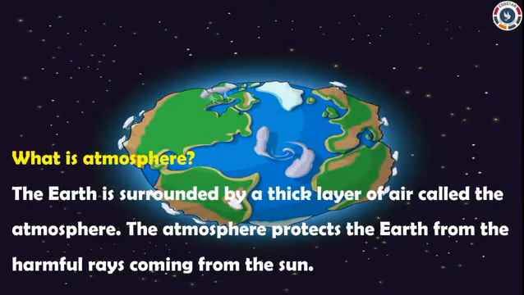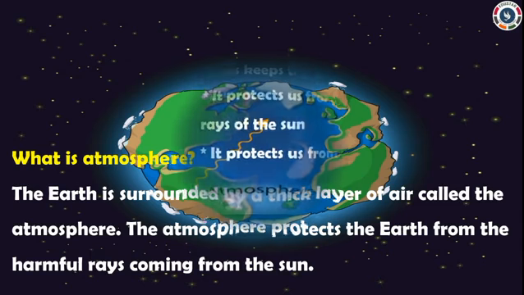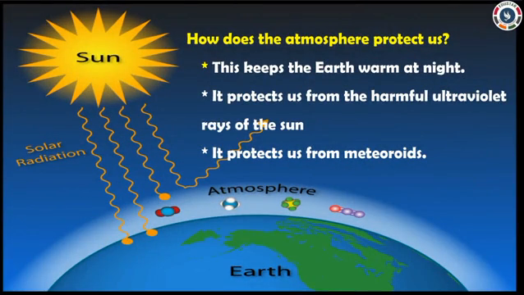What is atmosphere? The earth is surrounded by a thick layer of air called the atmosphere. The atmosphere protects the earth from the harmful rays coming from the sun. How does the atmosphere protect us? This keeps the earth warm at night. It protects us from the harmful ultraviolet rays of the sun. It protects us from meteorites. Can you understand, dears?